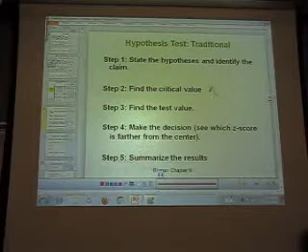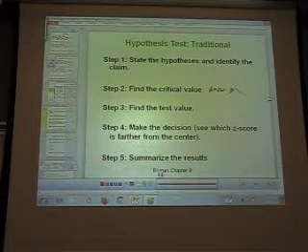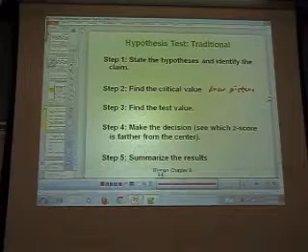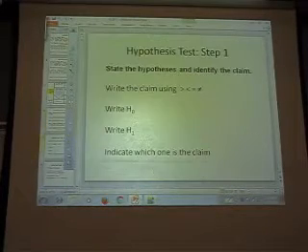And don't forget to draw a picture here. Draw a picture. That'll be worth 2 points on your exam, so make sure you do that every time.